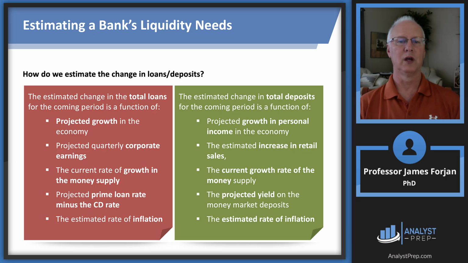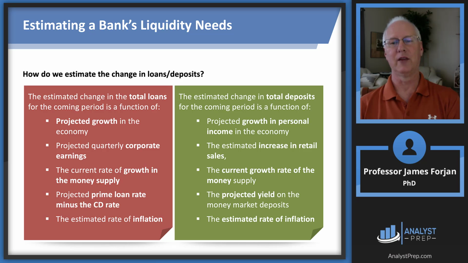Change in total loans, projected growth in the economy, growth in the money supply, estimated rates of inflation. Well, that sounds like we're going to rely on economists to help us make those decisions. How about projected quarterly corporate earnings? Well, those are financial managers or financial analysts, as well as probably that projected prime loan rate minus the CD rate. We'll probably rely on all of those people, right? Some economists, some investment people, and our other risk managers on that left-hand side.